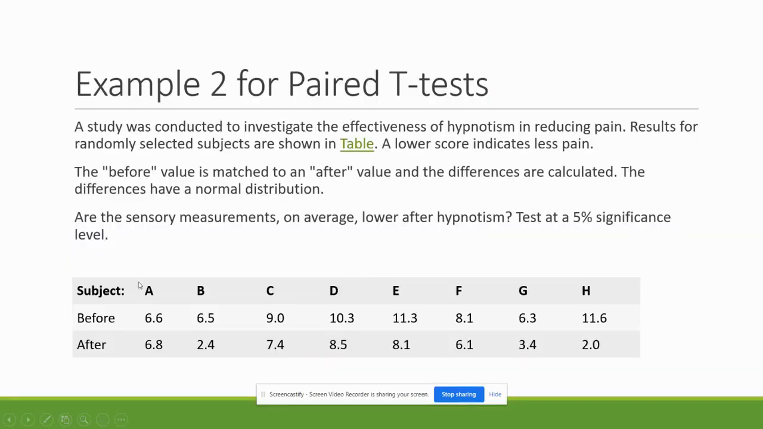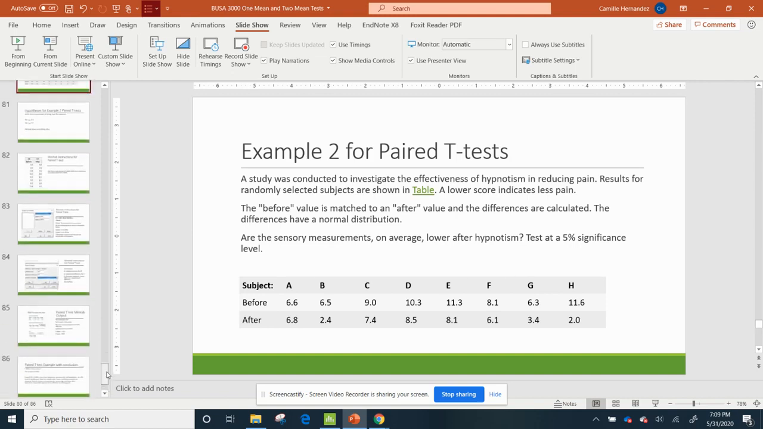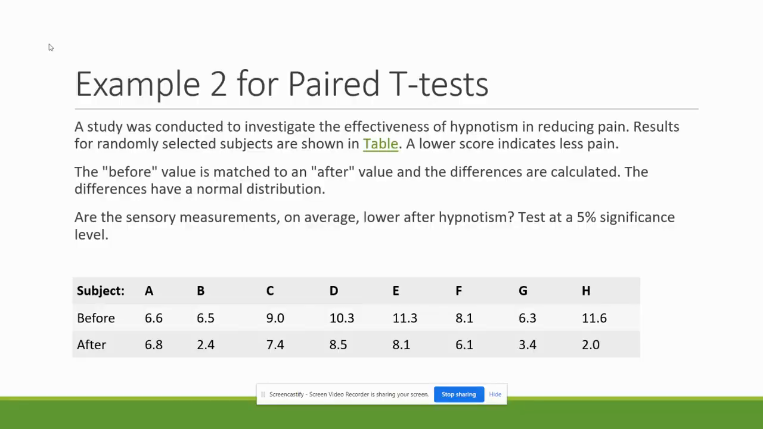So let's do our first example. I don't know why it says example 2. Okay, it does say example 2. So we're going to do example 2 for paired t-test.